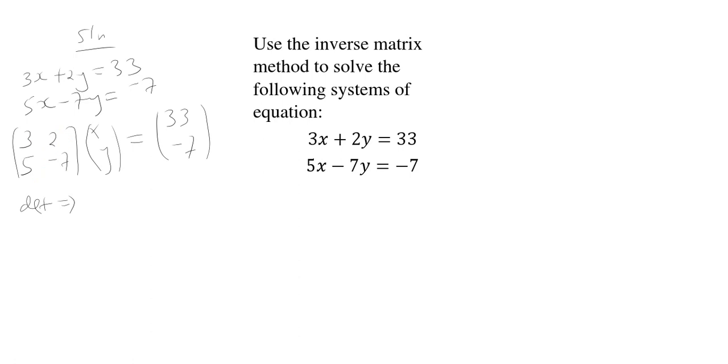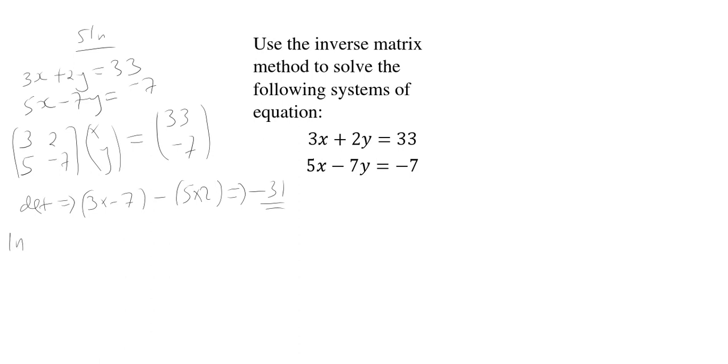So the determinant here will be 3 times negative 7 minus 5 times 2. And when you subtract these two, you are going to get negative 31. So negative 31 is the determinant.